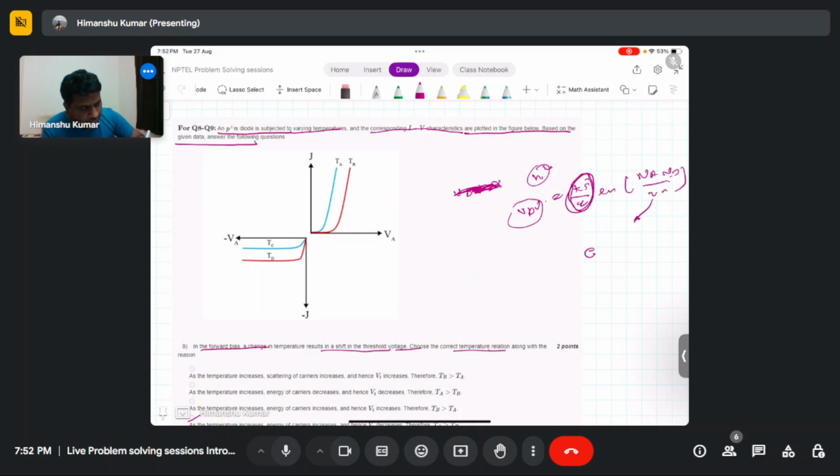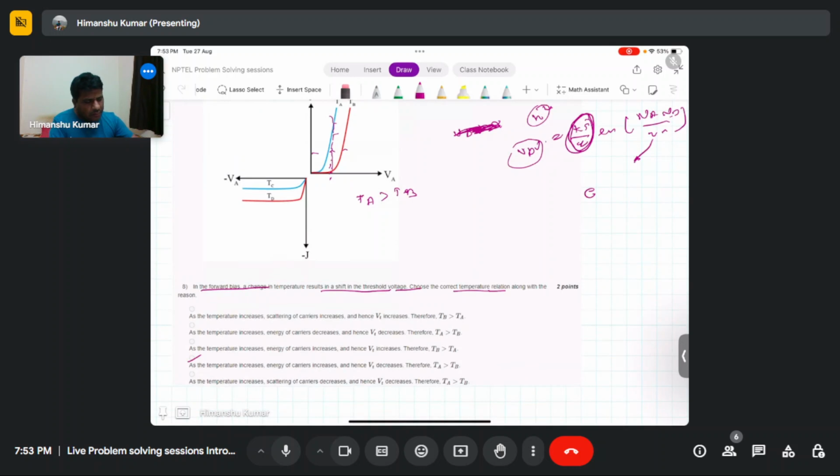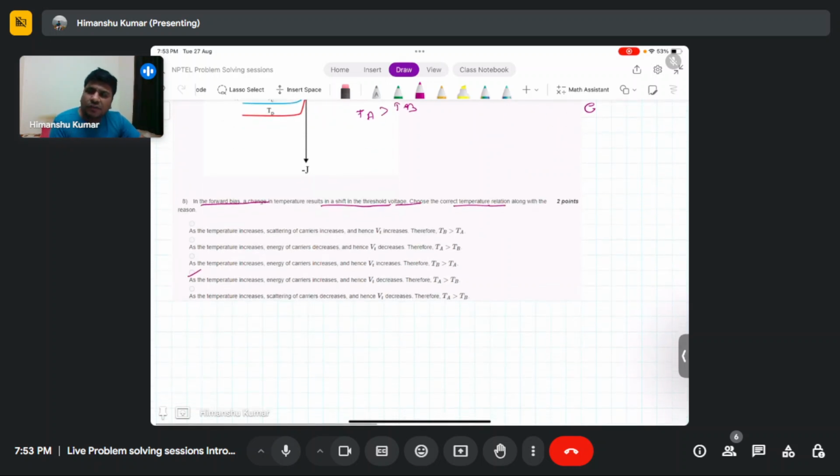So basically, if you are operating at a given applied bias, you will get a lower threshold voltage for the higher temperature. So the correct answer will be Ta greater than Tb. You can account for this by the increase in Ni, basically the increase in the energy of the electrons, and the threshold voltage decreases because of that. So let's analyze the choices.